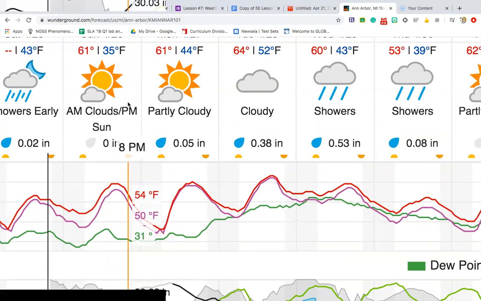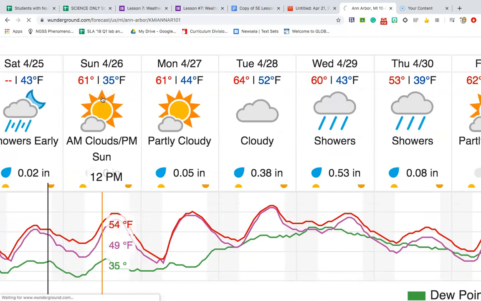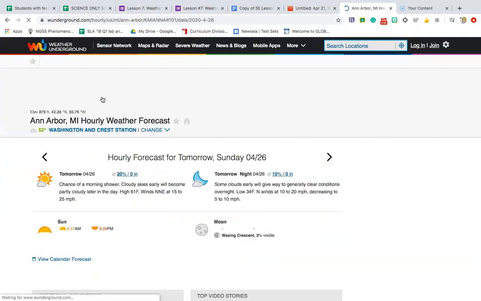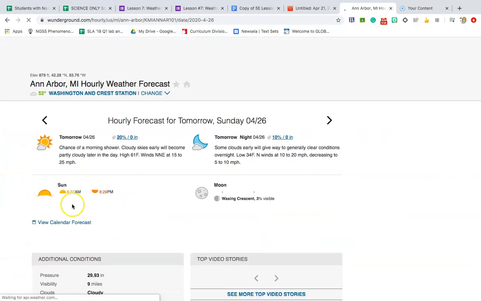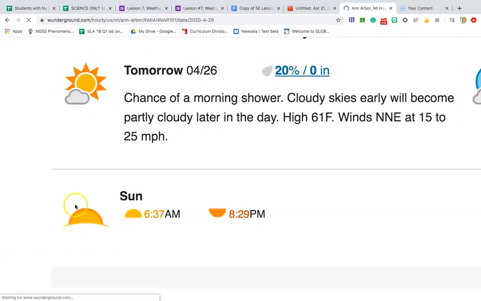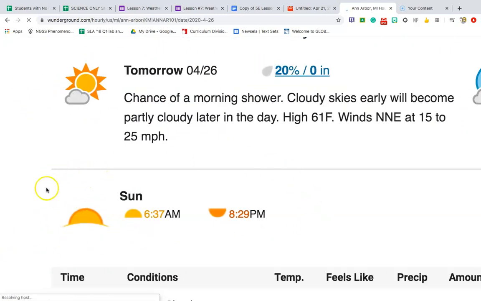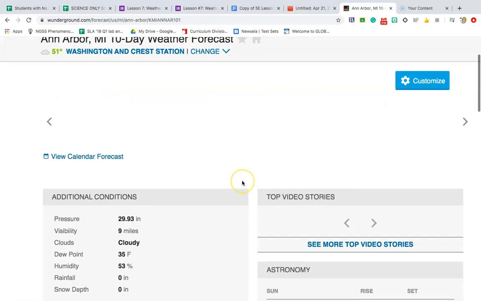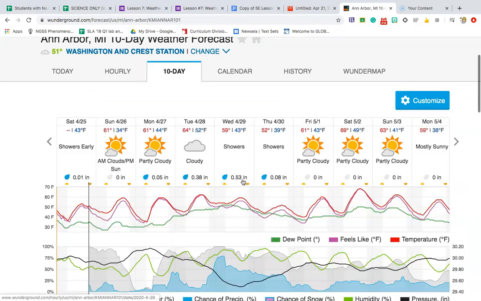Now, if you want more specific information about that, you can click on the day, and it will tell you right here exactly when the sun will rise, 6:37, and it will set at 8:29. So let's go back to this chart.